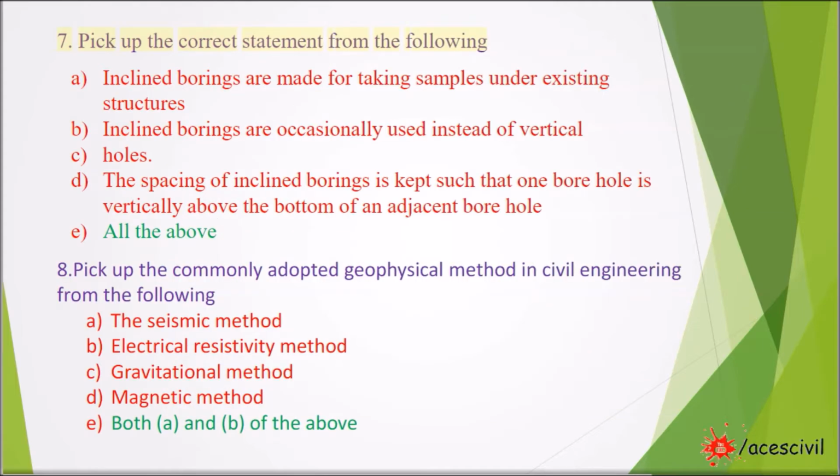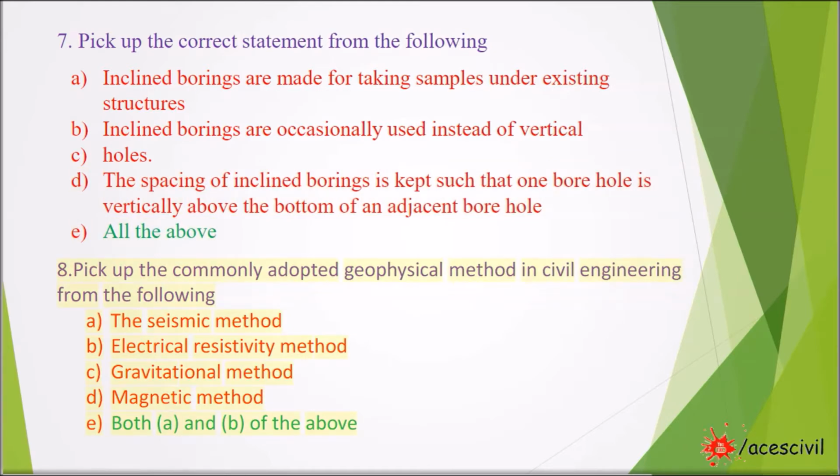7. Pick up the correct statement from the following. a. Inclined borings are made for taking samples under existing structures. b. Inclined borings are occasionally used instead of vertical holes. d. The spacing of inclined borings is kept such that one borehole is vertically above the bottom of an adjacent borehole. e. All the above.